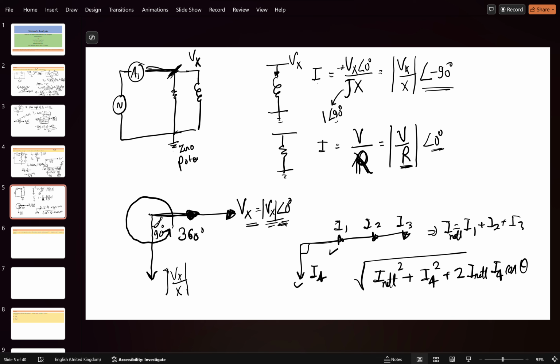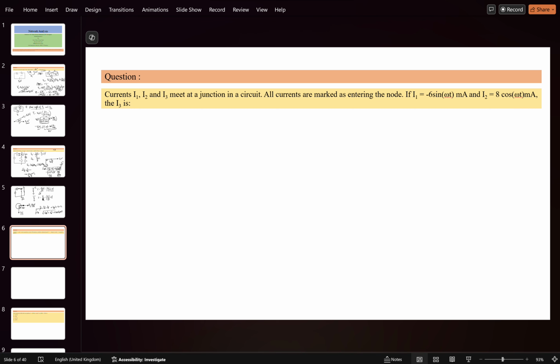So let's move to the third question. This is one question where you have to take care of a few things. Just try once. I will give you the solution after that.